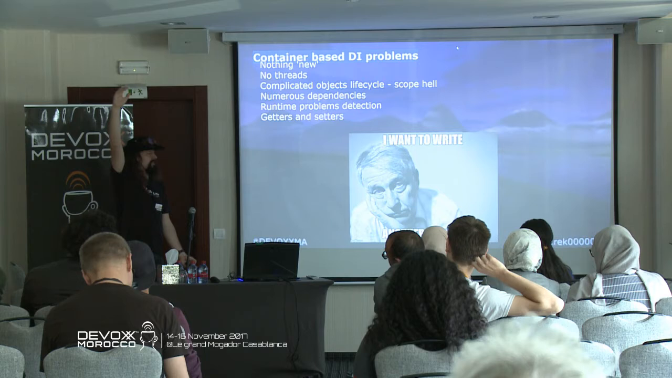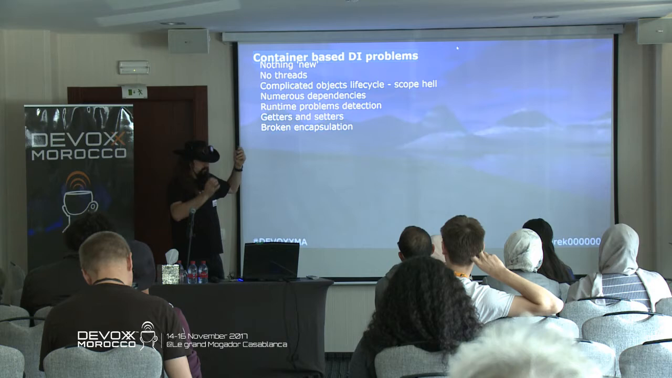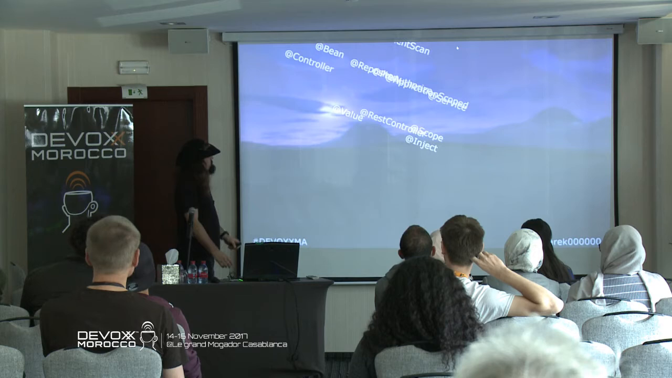Okay, broken encapsulation is particularly another problem. It's like the code I presented to you. You have a method, you call it with parameters, but inside it uses something that is kind of private, that it shouldn't use, but you can't control that. Your encapsulation is broken because everything, for instance, can be request scoped and reused.